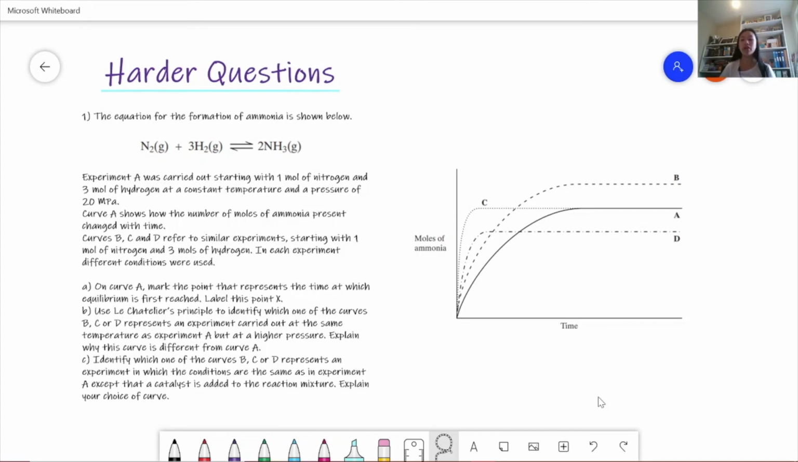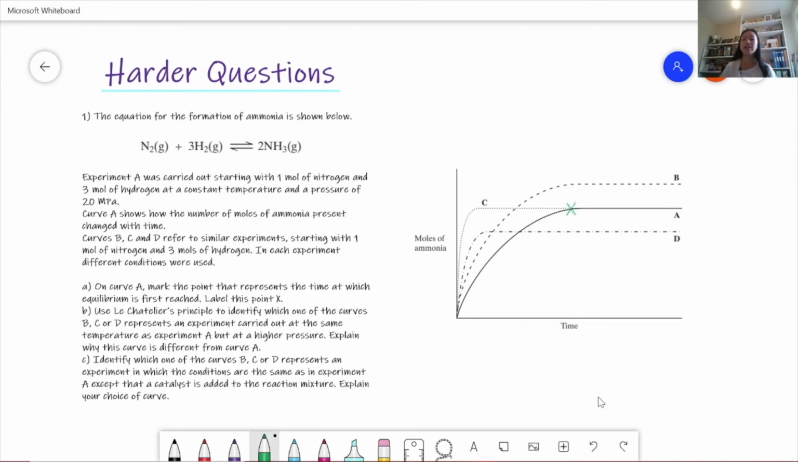For A, on curve A, mark the point that represents the time at which equilibrium is first reached. So we know that equilibrium means that, first of all, the forward reaction and the back reaction have the same rate. And second of all, that all the concentrations of the reactants and products remain constant. And so the point where A reaches equilibrium must be here, because that's when the moles of ammonia becomes constant. And from that, we also know that the moles of nitrogen and hydrogen have also become constant, but we can't see that from the graph.